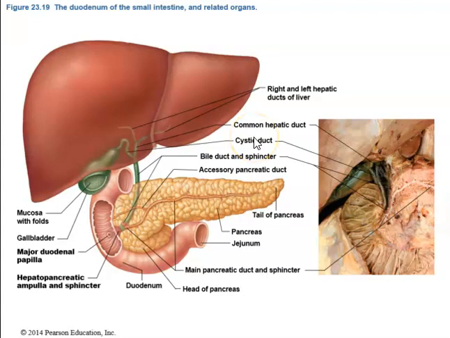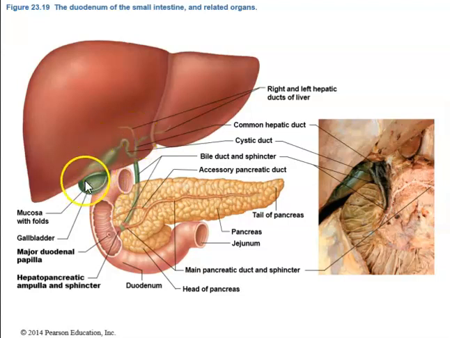When you hear the word common, just think of structures coming together in one common place, sort of like a common room in a house, where all the bedrooms open up into a common room. So basically, ducts coming together form a common structure. So the right hepatic duct and the left hepatic duct come together to form the common hepatic duct. And this is draining or transferring bile from the liver.